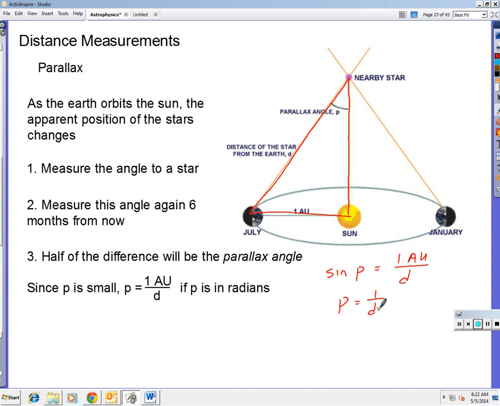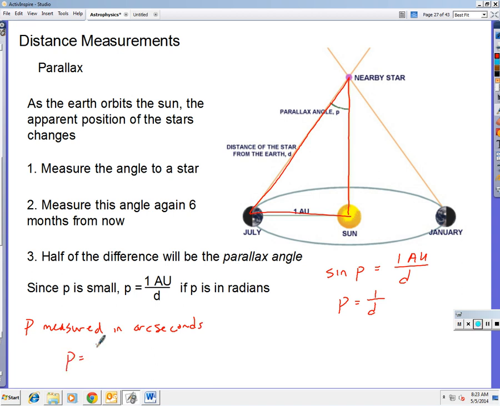But we typically will use different units. P is usually measured in arc seconds. Now, 1 arc second is a tremendously small angle. There are 60 arc minutes in a degree and 60 arc seconds in an arc minute. So 1 arc second is 1/3600th of a degree. And given that the closest stars have parallax angles of less than 1 arc second, we're talking very, very small angles. So typically P will be measured in arc seconds.